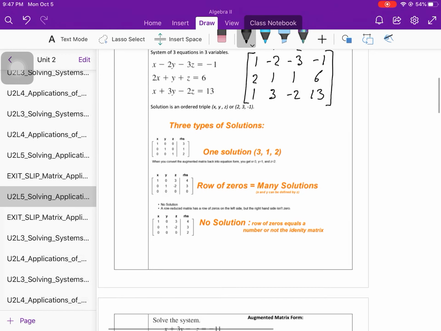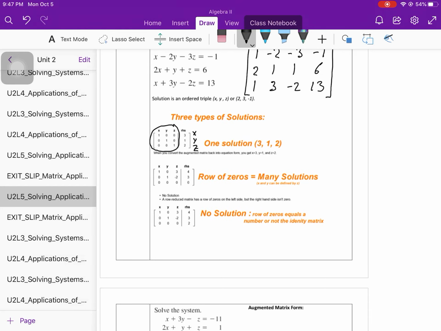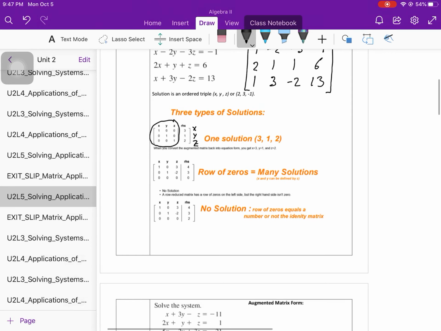Now there's three different types of situations, as we've talked about a couple times. The first situation is where it's one solution. You will always see this pattern right here where it's a diagonal of ones and then the rest of the numbers are zeros. And then it goes X, Y, and Z. So for this equation, it would be X equals 3, Y equals 1, Z equals 2.